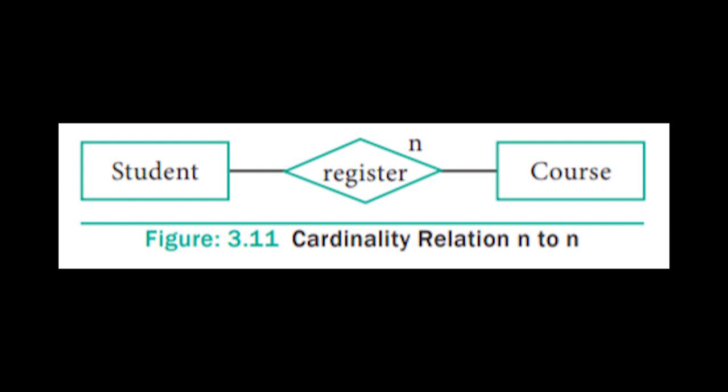For this cardinality relationship, we are taking student and course as entities. In this example, a student can register for more than one course, right? And a course can be registered by many students. That is many to many. Many students will be there, many courses will be there. So that is many to many. Okay, understood? Next, we are going to see the ER diagram.